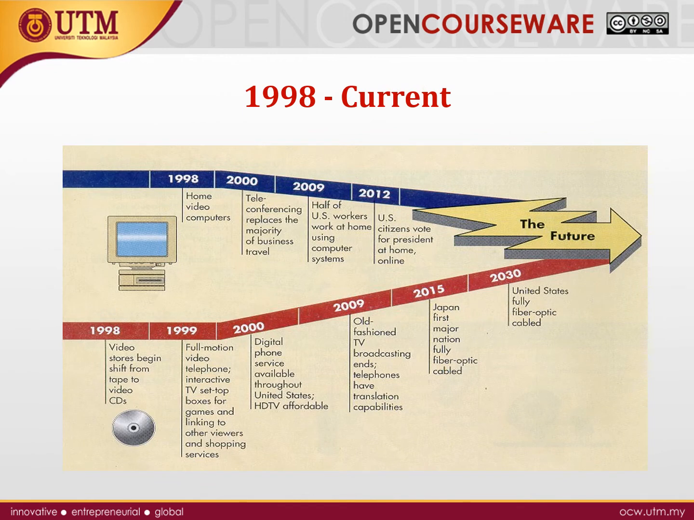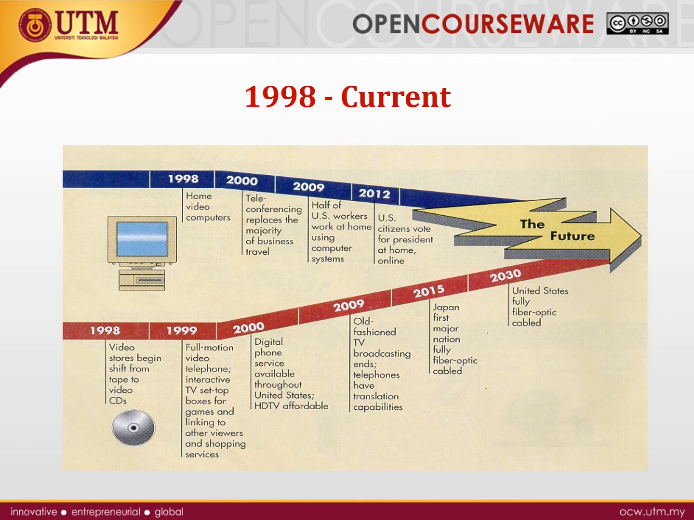And from 1998 till now, in 1998 home video computers were first invented. In 2000, teleconferencing replaced the majority of business travel. And then in 2009, half of US workers worked at home using computer systems. And 2012 was the first time to vote for a president from home.